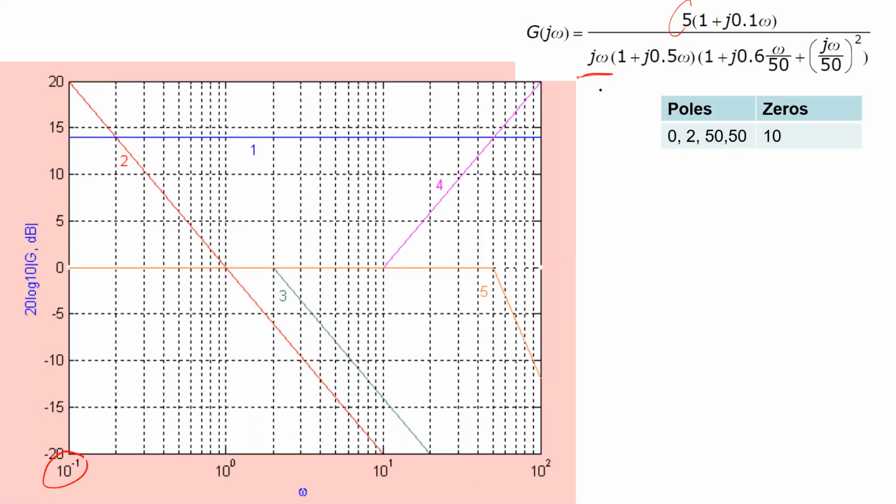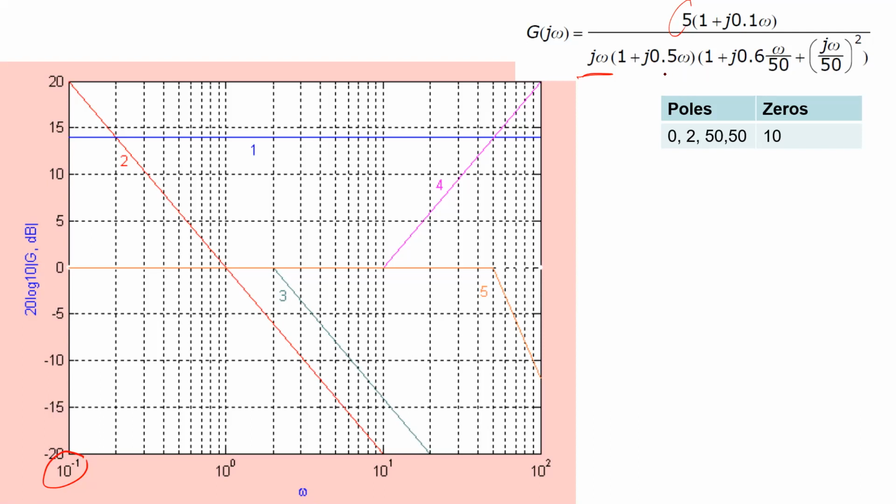Question, why didn't we start from 1? Because if we do so, your graph is not very accurate, especially when we go to the angle. Remember the phase. The phase needs 1 decade before. Okay, so this is 2.